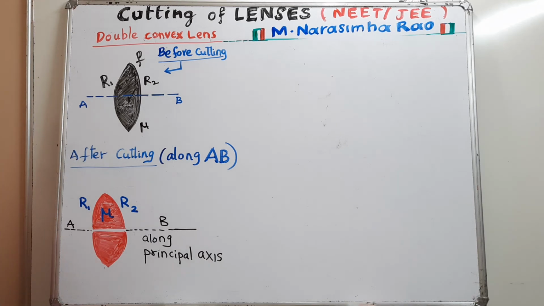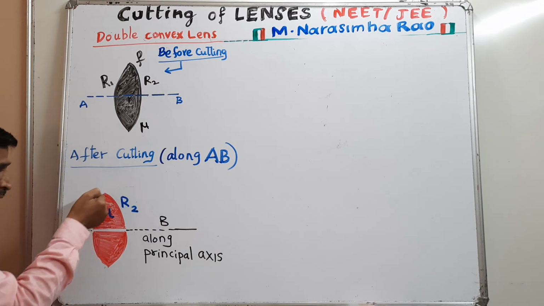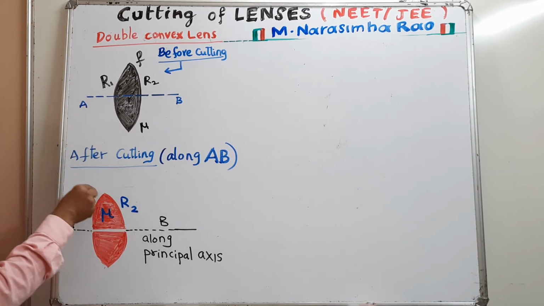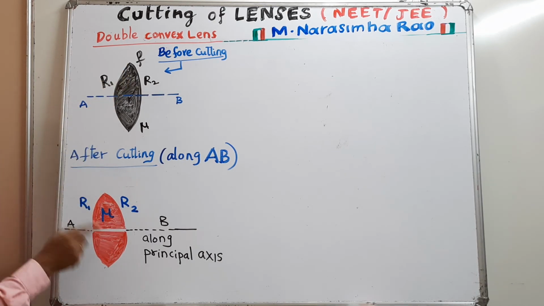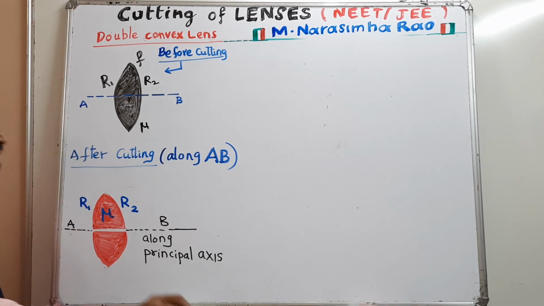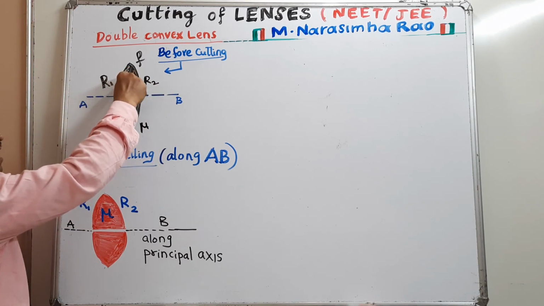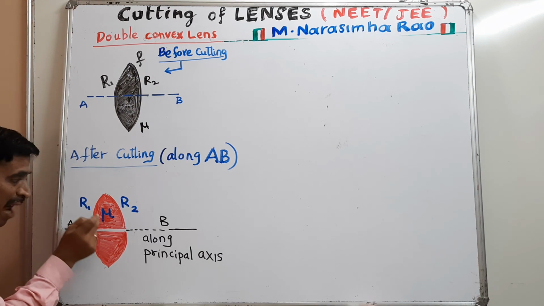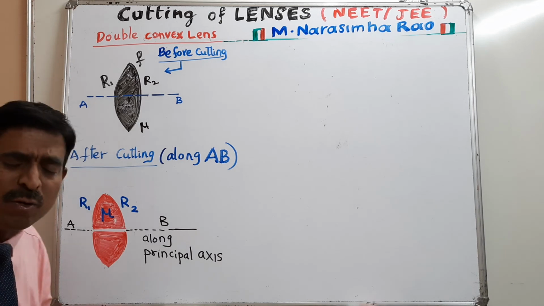After cutting, there is no change in the radius of curvature R1. There is no change in the radius of curvature R2. Here the material has refractive index mu. In the same lens, the refractive index of the material of this half of the lens is also mu.